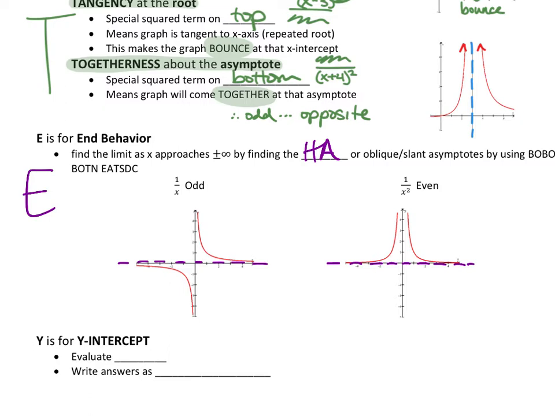Just to make sure you remember this, end behavior is your horizontal asymptote or your slant asymptote, and you're only going to find a slant asymptote when it's bigger on top by 1. That's when you're going to have a slant asymptote instead of a horizontal asymptote. Bigger on top by 1.